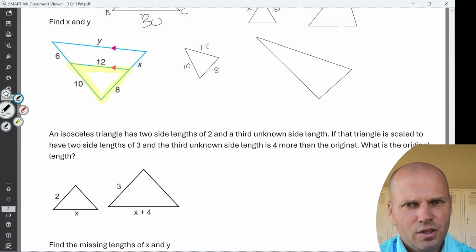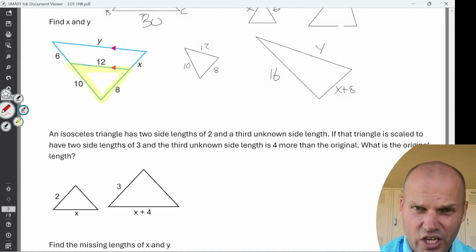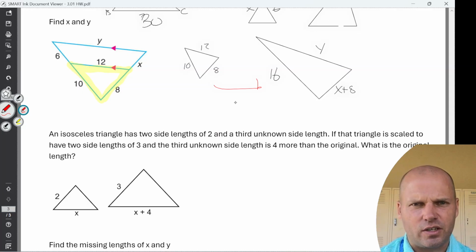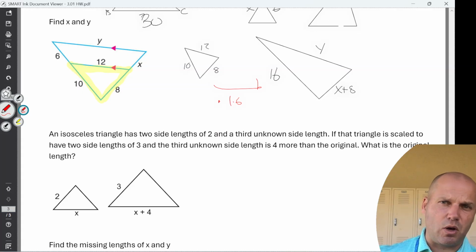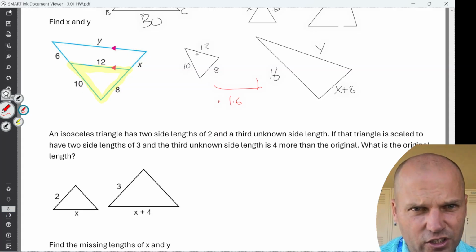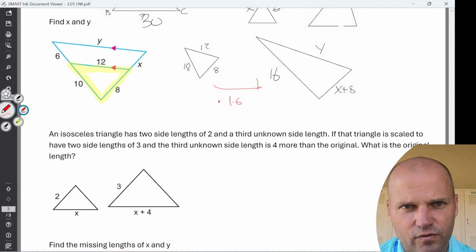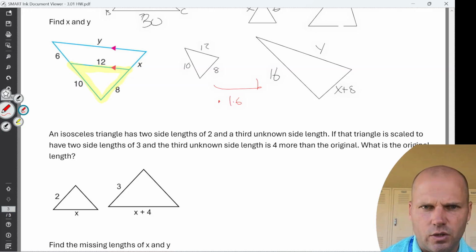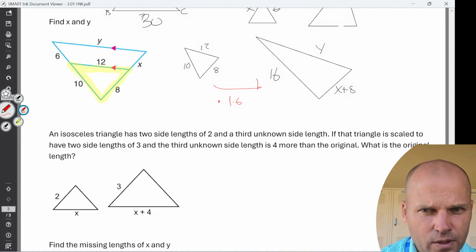Close enough. This bigger length is 16. This length is 8 plus x. This length is y. So we can see which sides correspond to each other. We can see that the bigger triangle is 1.6 times the smaller triangle. Or we can see the relative sides within the shapes. You got like 8 to 10, you got 10 to 12, so you got 10 eighths, you got 12 tenths. Different ways to do it, different ways to get the right answer. I think the easiest way for this problem is just to go small to big.